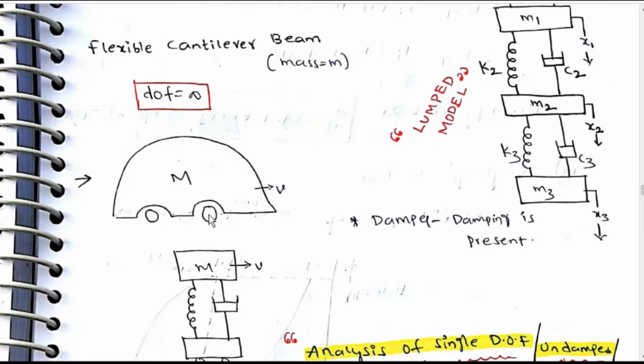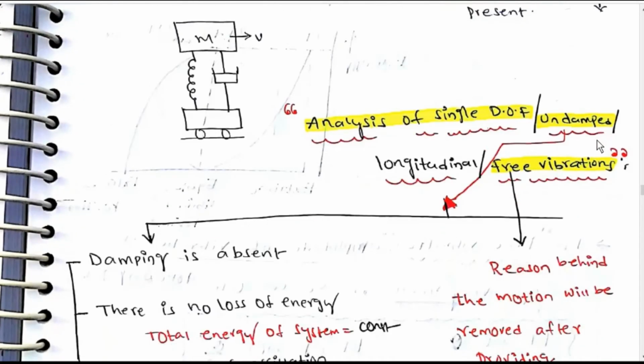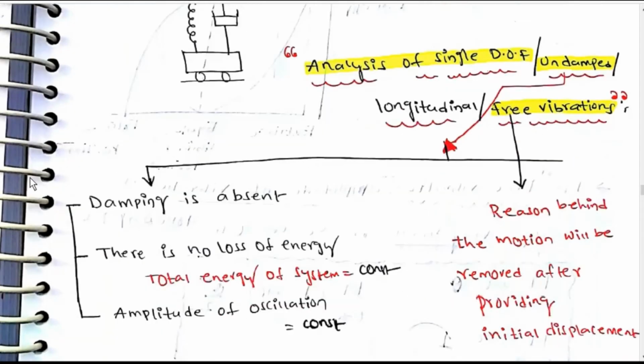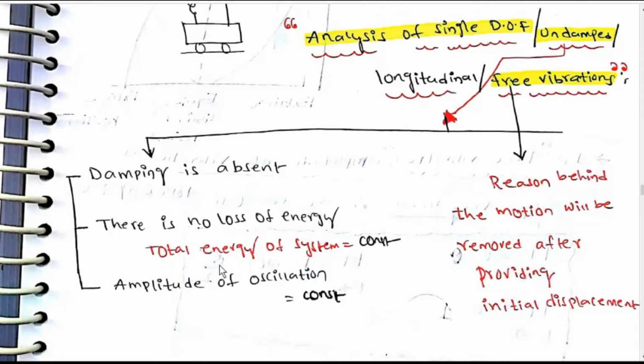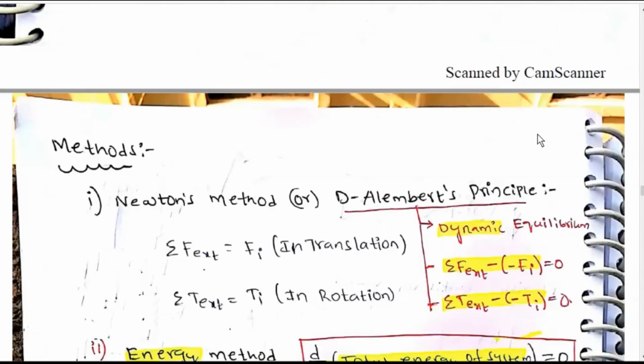Damping is present. The analysis of single degree of freedom mass spring damper. Analysis of single degree of freedom undamped longitudinal free vibrations. Damping is absent, so there is no loss of energy, total energy of the system is constant, amplitude of oscillation is constant, and the reason behind the motion is removed after providing initial displacement: free vibration.